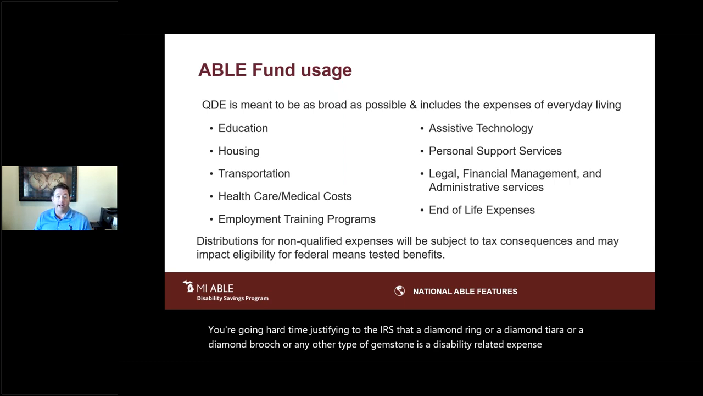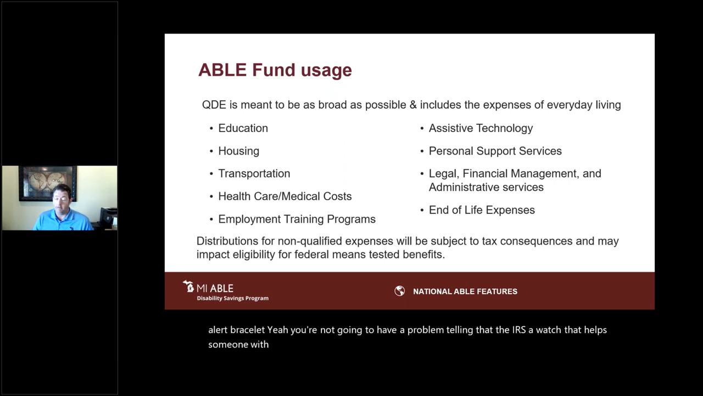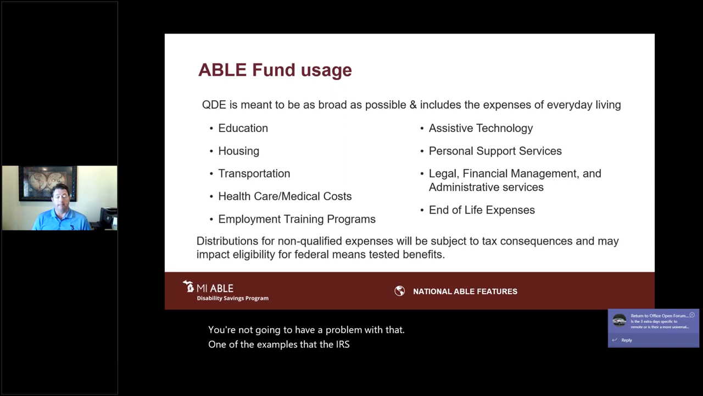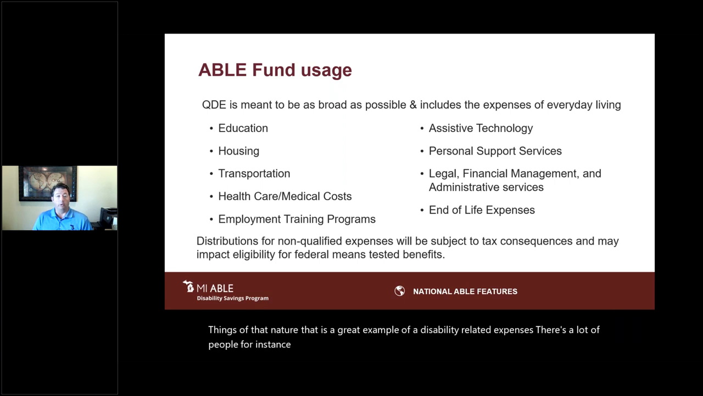Now, a medical alert bracelet, you're not going to have a problem telling that to the IRS. A watch that helps someone with visual problems tell time, you're not going to have a problem with that. One of the examples that the IRS used that I thought was a very good example is a lot of kids today use their iPhones to help with navigation and to help with scheduling, to set an alarm, things of that nature. That is a great example of a disability-related expense. There are a lot of people, for instance, with autism that utilize their iPhones and the services on their iPhones to help navigate their day-to-day life. So that's the example that the IRS used of a legitimate qualified disability-related expense.